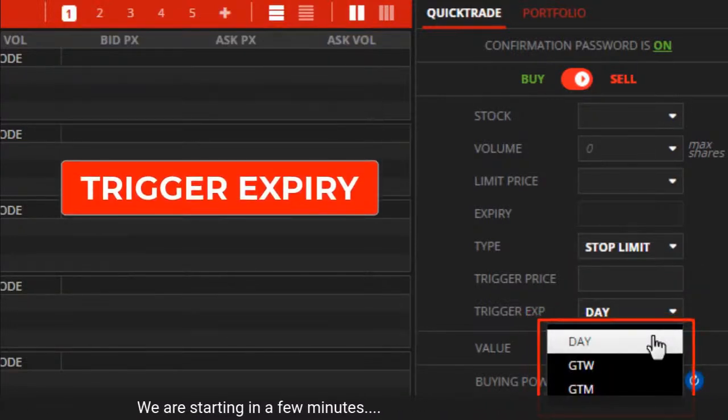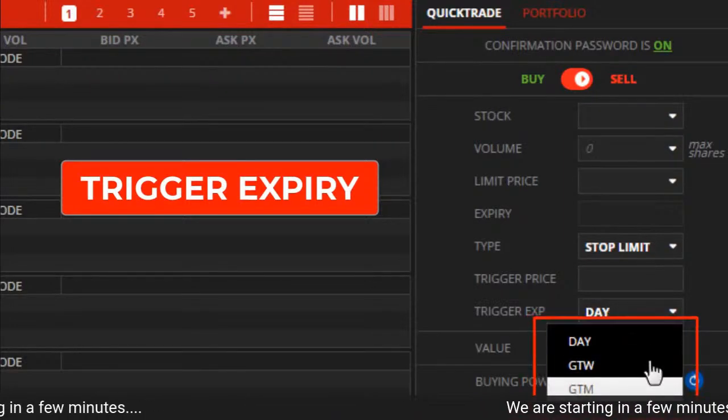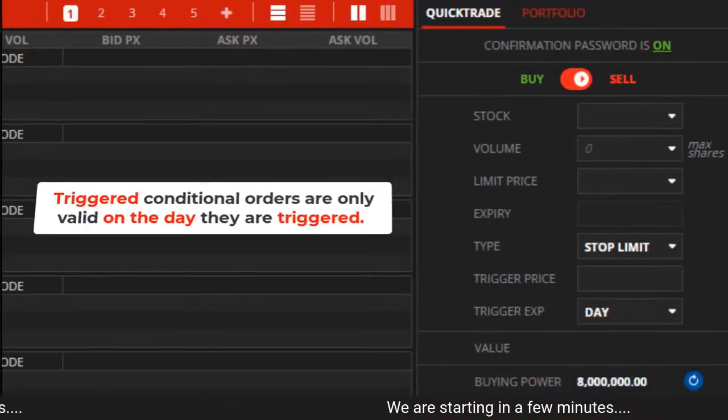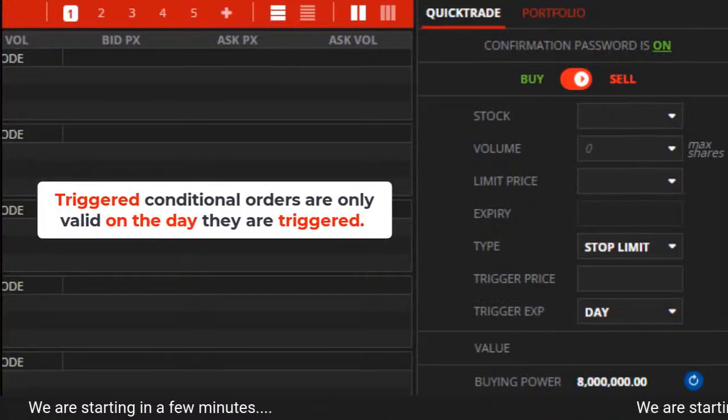Lastly, choose the term of your conditional order. It can be good for a day, a week, or a month. But please keep in mind that triggered conditional orders are only valid on the day they are triggered.